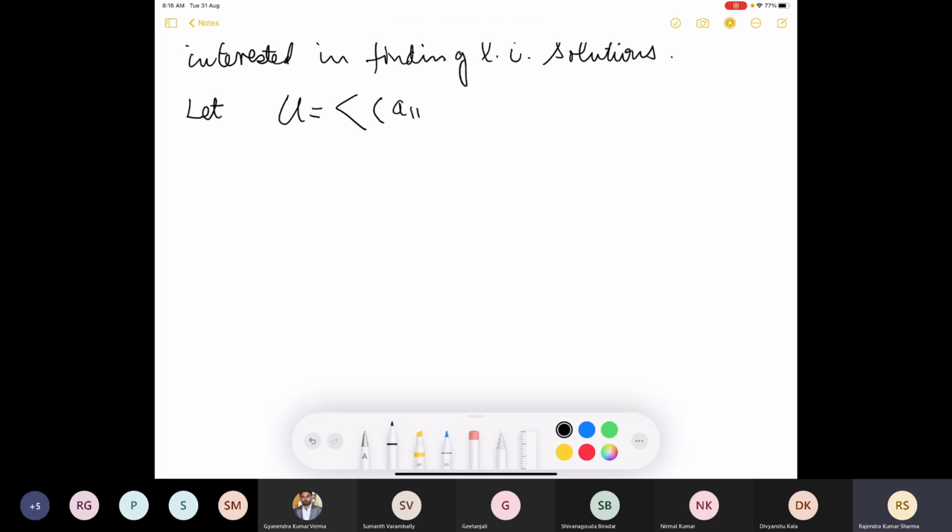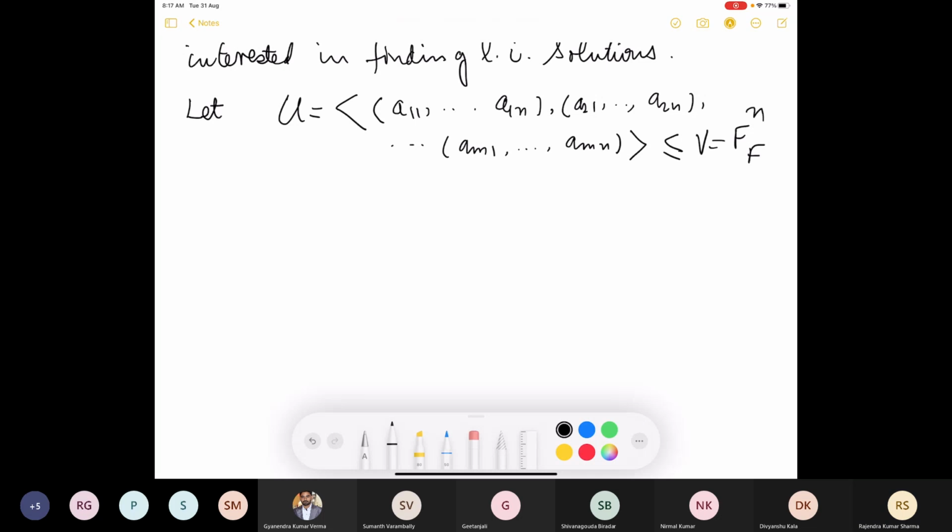So a11 and here let us say this is a1n, and like that a21, a2n, and like that, this is am1, amn. So these are the vectors spanning a subspace of V. V is what? Fn over F. So suppose this is the subspace spanned by these m vectors.